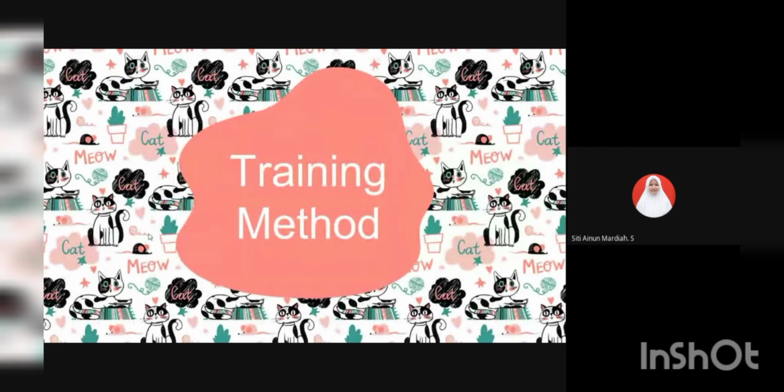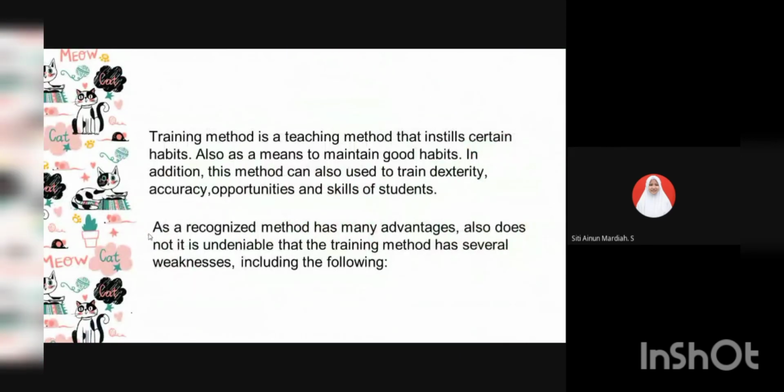The next method is the training method. The training method is a teaching method that instills certain habits, and also a means to maintain good habits. In addition, this method can also be used to train dexterity, accuracy, opportunity, and skill of students.